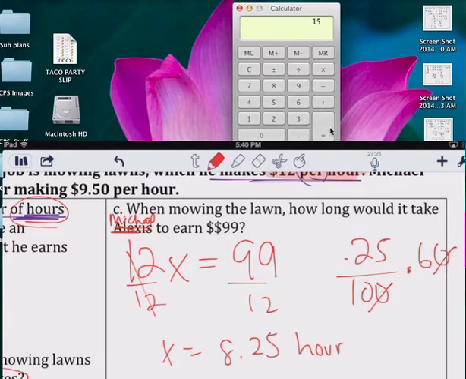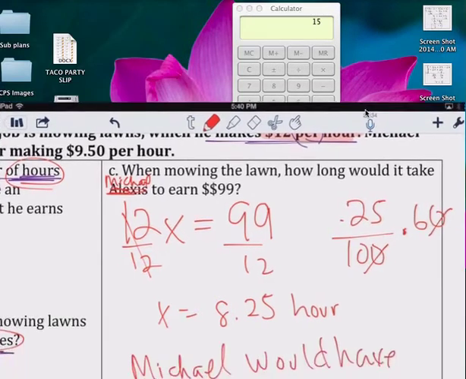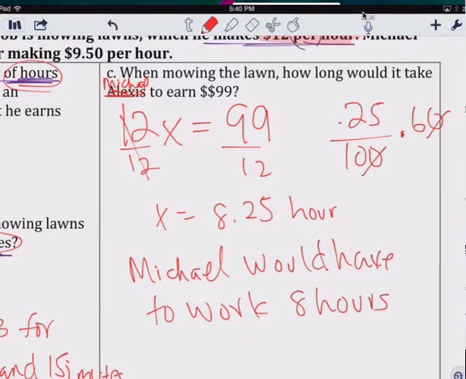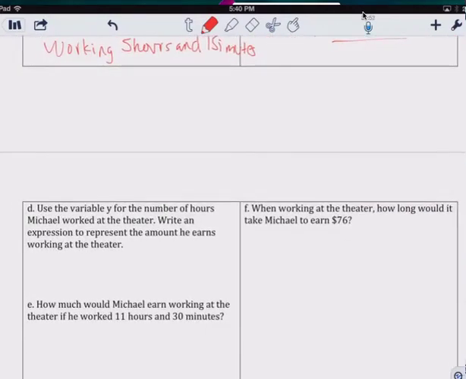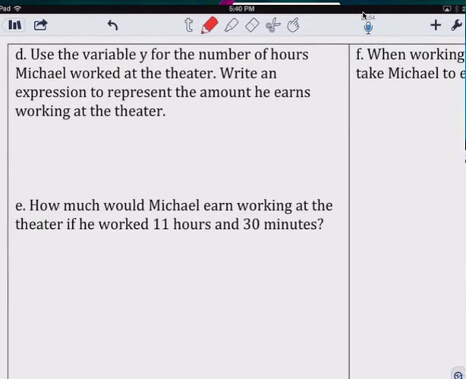Michael would have to work 8 hours and 15 minutes because 0.25 of an hour is 15 minutes. Okay, and this is how the work goes. Make sure you know how to do that on the test. Use the variable y for the number of hours.